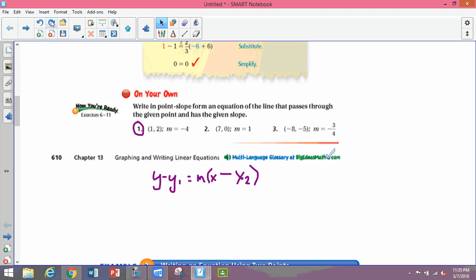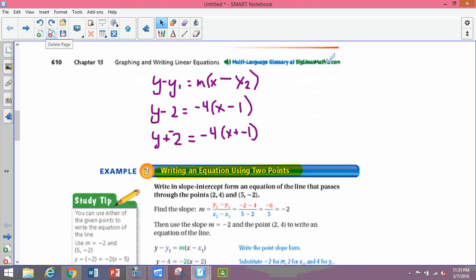Okay, so for number 1, you're going to start by writing down the formula y minus y1 equals m times x minus x1. I put x2, sorry. Okay, so then you have y minus, you're going to plunk in the points. So y minus 2 equals, and then a negative 4 is your slope, times x minus 1, because x is your 1. And then I would rewrite it as a plus a negative. So y plus a negative 2 equals negative 4 times x plus a negative 1. If you got that right, you can move on. If not, I need you to rewatch.